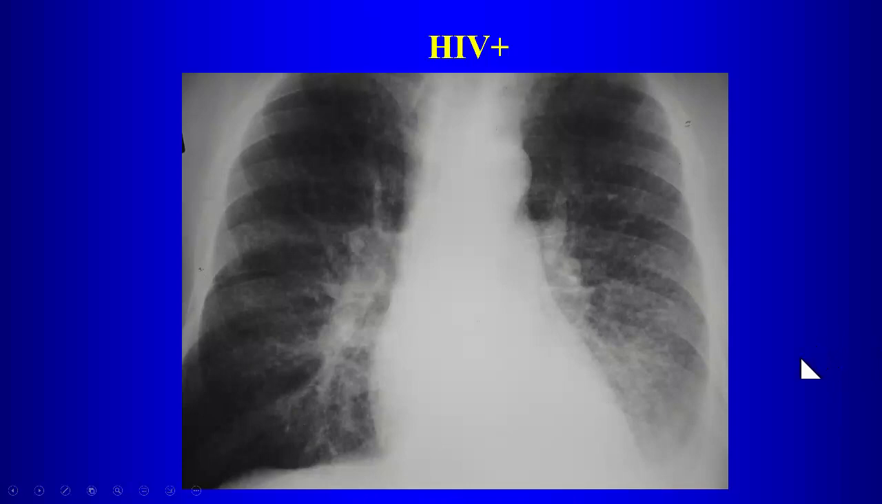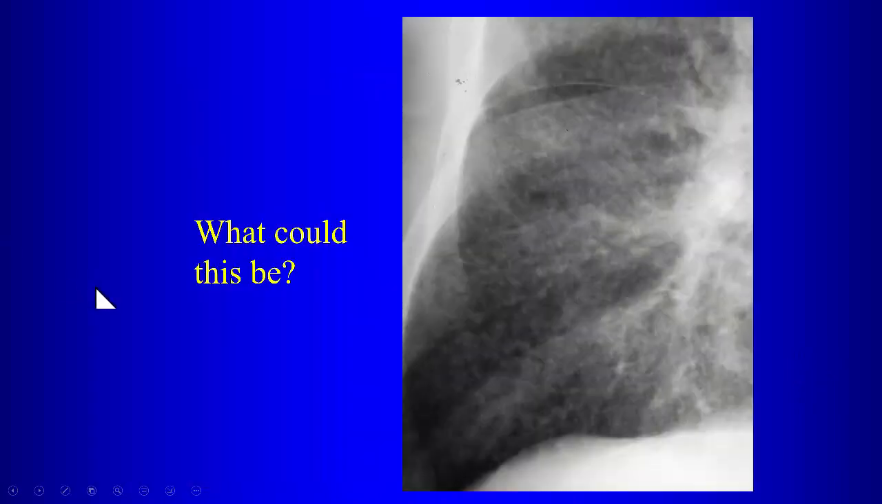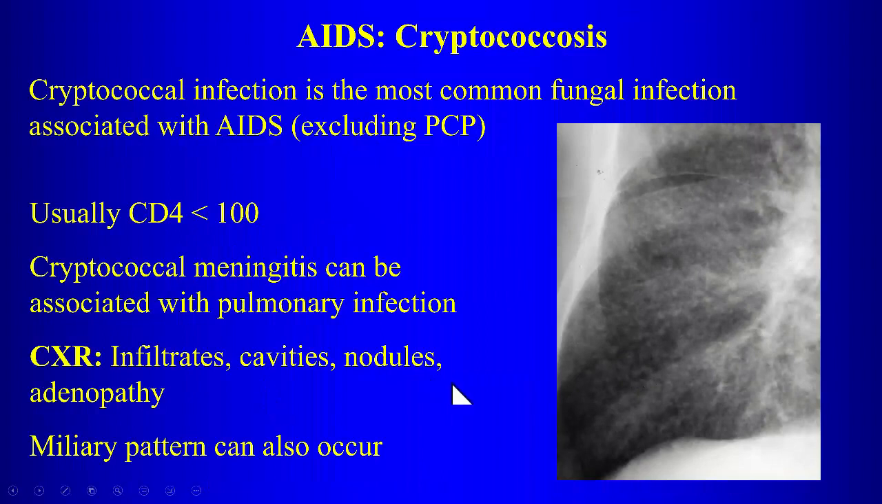HIV positive, micronodular pattern. You might consider what? Sure, miliary tuberculosis, right? Micronodular pattern in persons who are HIV positive. But in addition to TB, they're also susceptible to fungal infections. So cryptococcus is a common infection that these patients can also get.